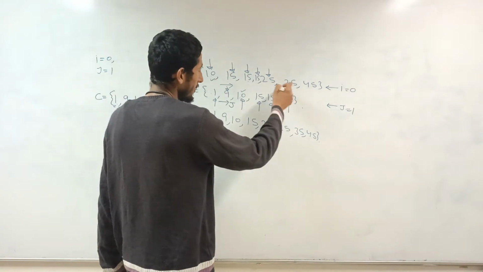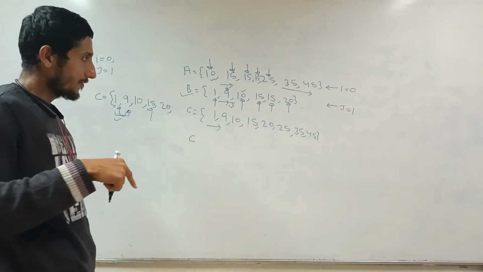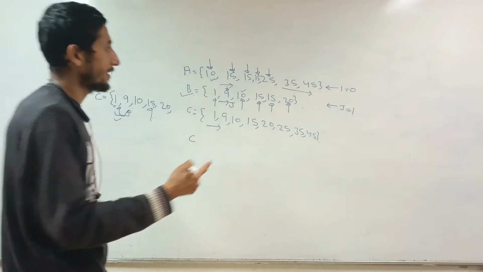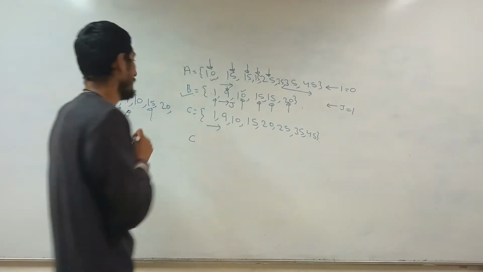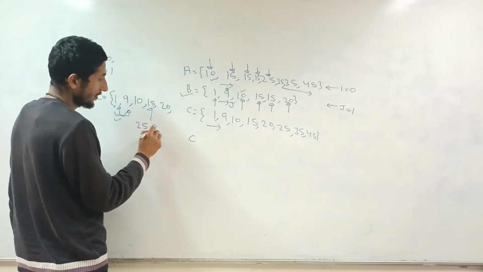Then there is no element left, so the remaining elements will be copied. But while copying the elements, I have to check for duplicacy. It might be possible that there is a duplicacy, so we have to check for duplicacy, like this one.